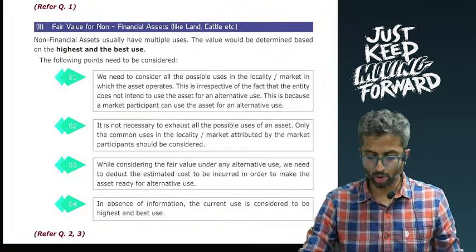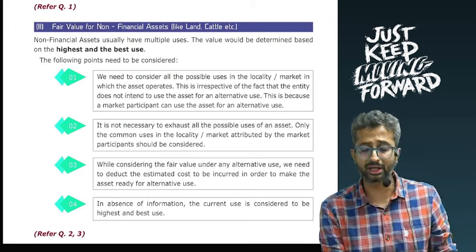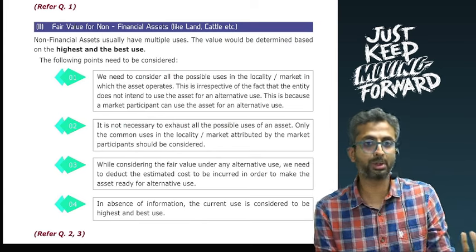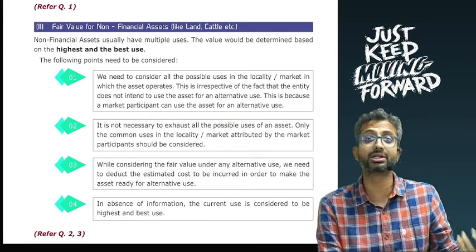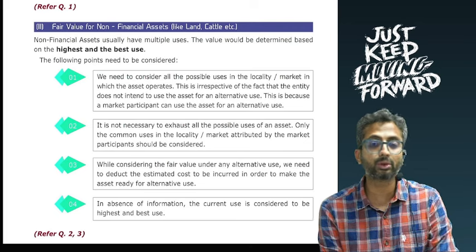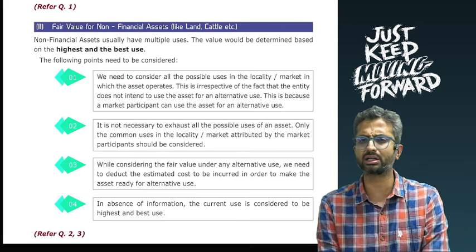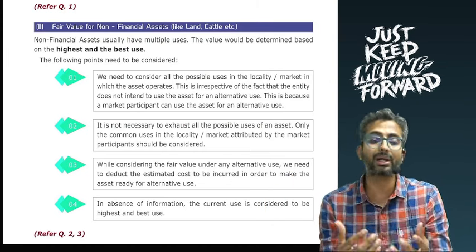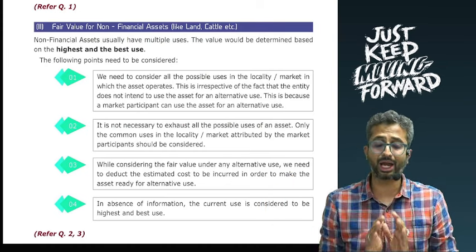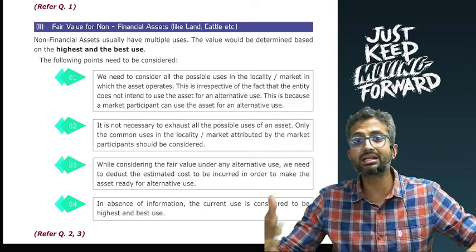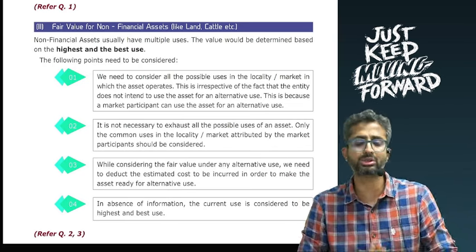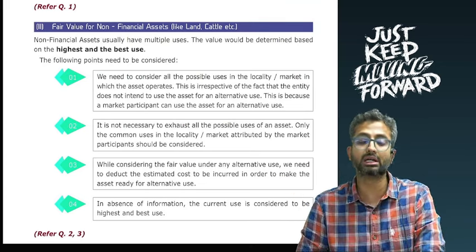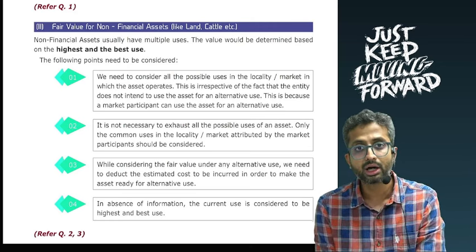Next, you look at fair value of non-financial assets like land or cattle which have multiple uses. Now if they have multiple uses, ideally valuation should be done for those uses because market participants can use them. But there can be countless uses, for example, for an asset like land, and hence the standard says you don't have to exhaust all the uses. Even if you look at the uses which are commonly done by the asset in that locality, that should suffice. If there is no other alternative use, you can assume that the current use is the best use, but you will try to exhaust what a market participant in that area will consider while he or she buys the asset.